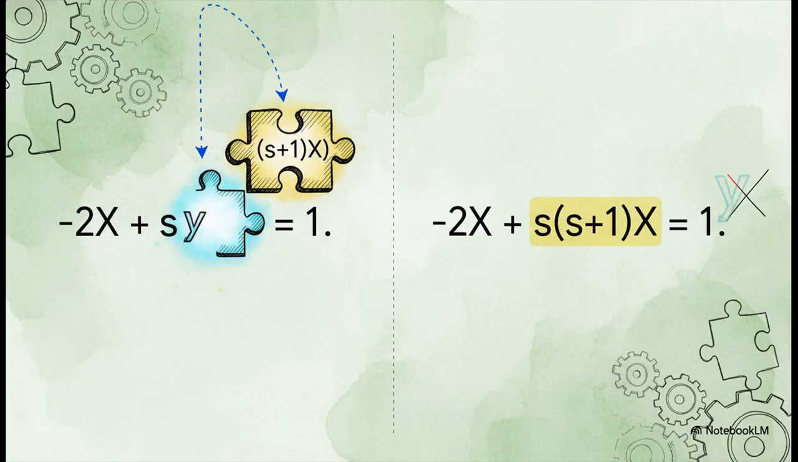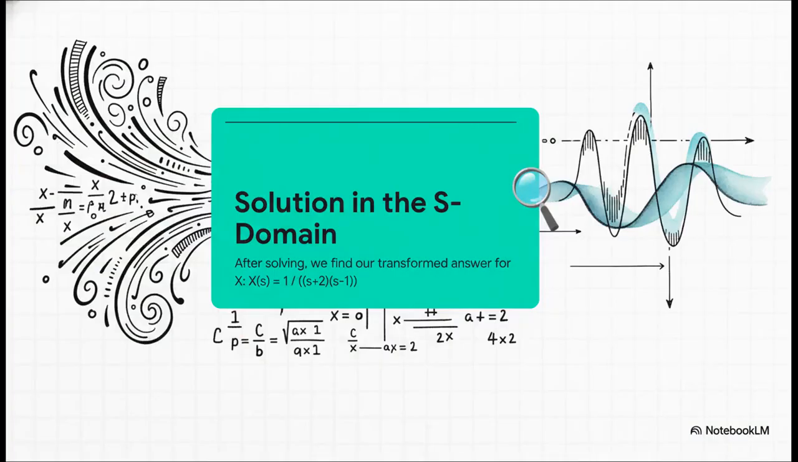And here it is, the key move. We take that expression for y, and we plug it right into the second equation. The second we do that, the variable y is totally gone. We're left with just one equation and one unknown, capital X. So after a little bit of algebraic shuffling, factoring out the X and dividing, we get our solution in the S domain. Now this is awesome. This is our transformed answer. But we're not quite done yet. We still have to translate this back.